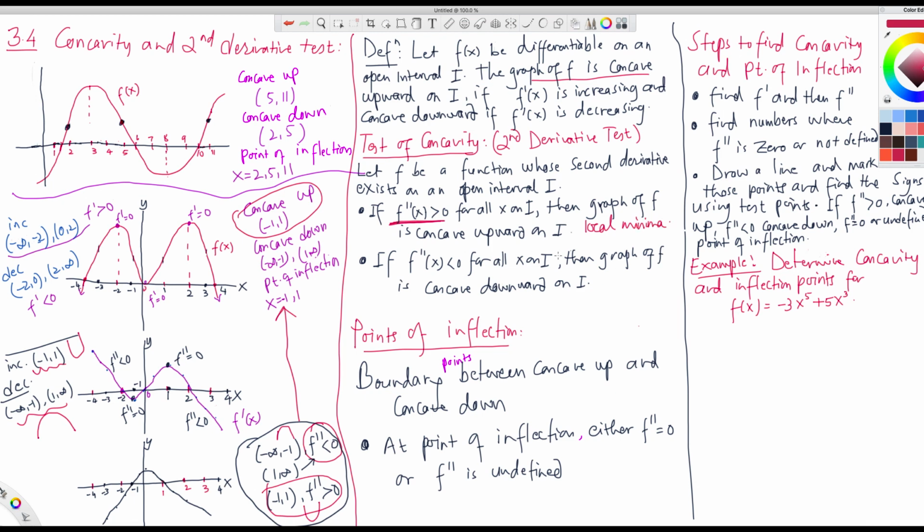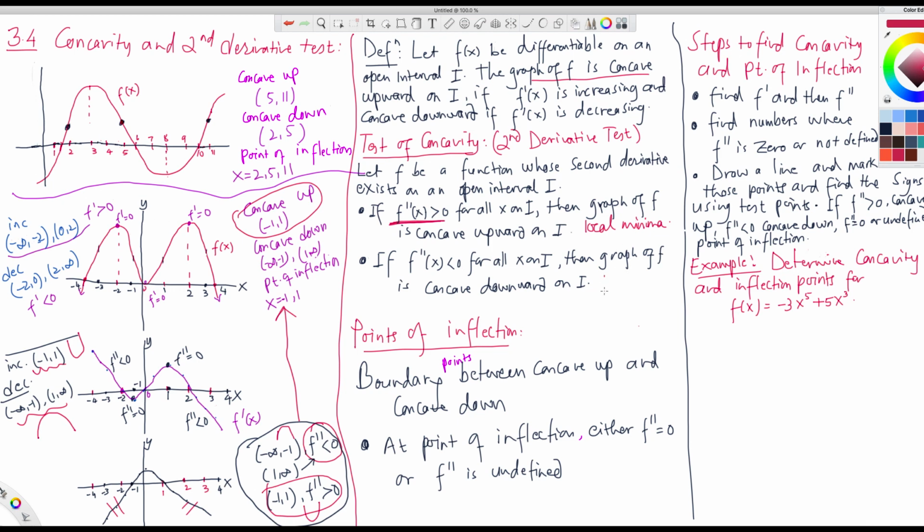Okay, we'll talk about that later too. If the second derivative is negative, meaning whenever the first derivative is decreasing, then the second derivative is negative, right? In that region, it is concave down.